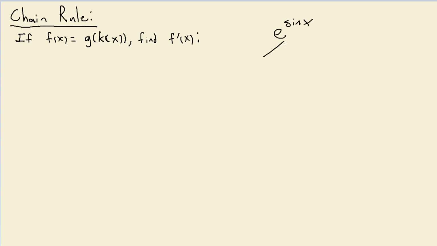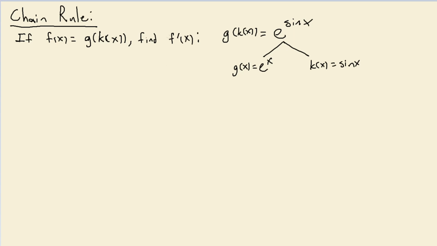You could think of this as a combination of two functions. Let's say we had g of x equal to e to the power of x, that's one function, and k of x equal to sine of x, that's the other function. And you could see that if we were given these two functions, this one was equal to g of k of x. That would be e raised to the power of sine of x.